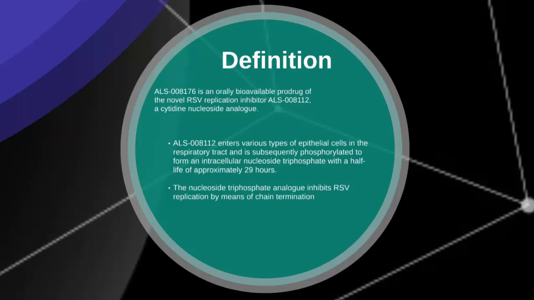ALS-008112 enters various types of epithelial cells in the respiratory tract and is subsequently phosphorylated to form an intracellular nucleoside 3-phosphate with a half-life of approximately 29 hours. The nucleoside 3-phosphate analog inhibits RSV replication by means of chain termination.